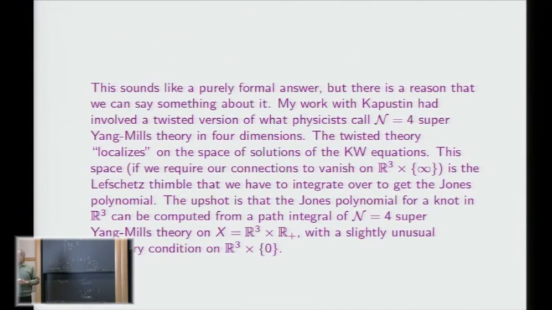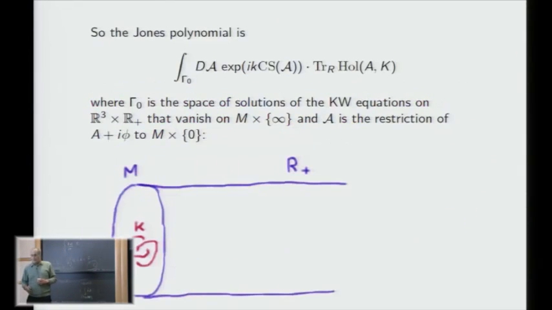So it may sound like a purely formal answer, but there's a reason you can say something about it, which is that my work with Kapustin had involved a twisted version of N=4 super-Yang-Mills in 4 dimensions. The twisted theory localizes on the space of solutions of the KW equations. This space, if our connection is required to vanish at infinity, is the Lefschetz thimble we have to integrate over to get the Jones polynomial. So there's a more physical way to say what I just said, which is that the Jones polynomial can be gotten by N=4 super-Yang-Mills theory on a half space with a certain boundary condition. I didn't quite say that in my first paper on this.